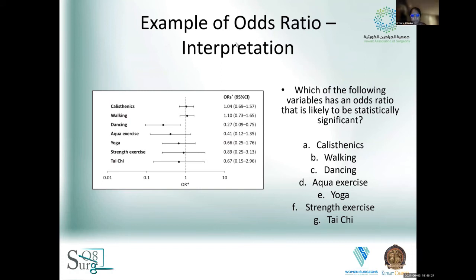Okay, yeah, half of you got that one, dancing, and it's simply because when you look at dancing, that vertical line does not include it at all. And the odds ratio is 0.27, which means whatever happened is less likely in the dancing group. And if you look at the range of values, it's 0.09 to 0.75. So it does not include the number one at all. So that means it's the statistically significant one.